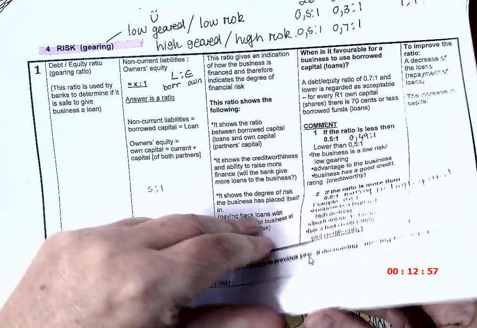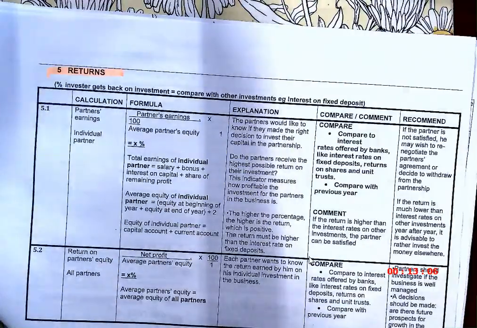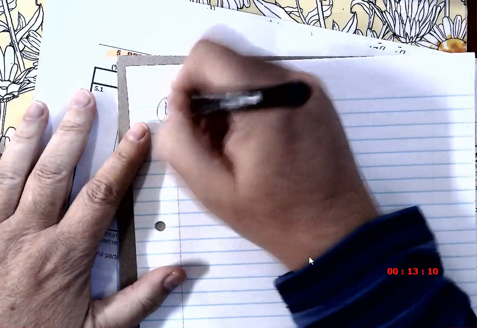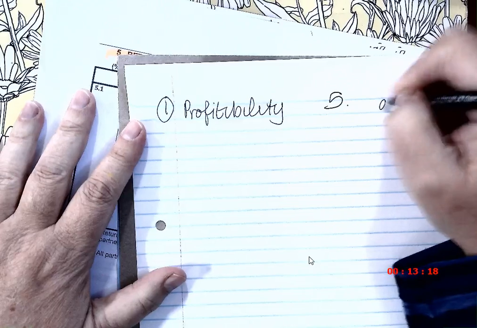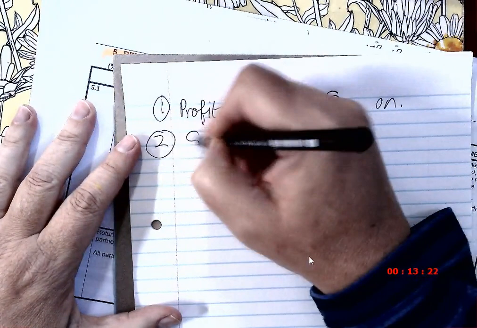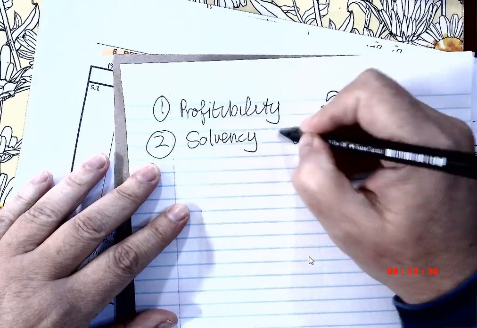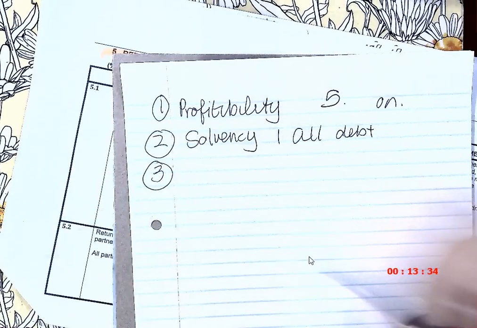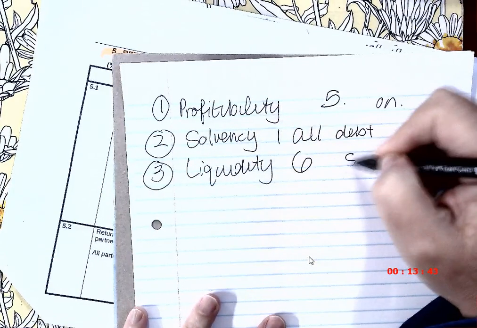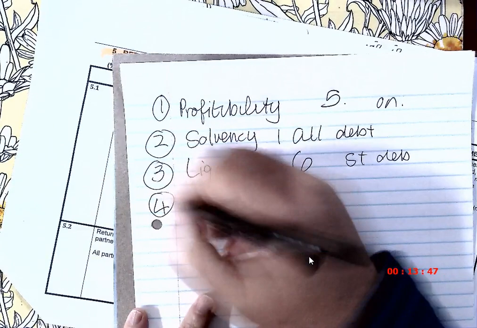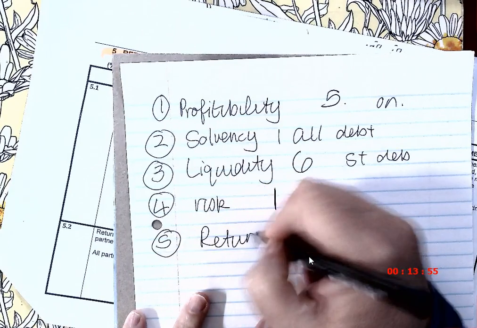Last one is my returns. So far I've done profitability. If I have to quickly summarize for you, the first ratios we did were profitability, and there were 5 of them. The second one was solvency, and solvency is all my debt, and there was only 1. Third one was liquidity, and liquidity, how many? 6, and this is short-term debt. Then I have risk gearing, there's only 1, and now I'm going to have returns. So you've got 5 groupings.